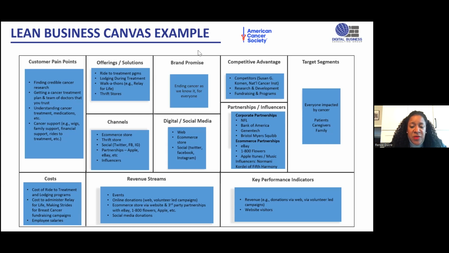The NFL, Bank of America, Genentech, Bristol Myers Squibb. So a lot of the pharmaceutical companies, right? It makes sense for them to be in partnership with those companies. The e-commerce partnerships where they're getting a kickback. And then the influencers. Normani Kordei, she's with a group called Fifth Harmony.